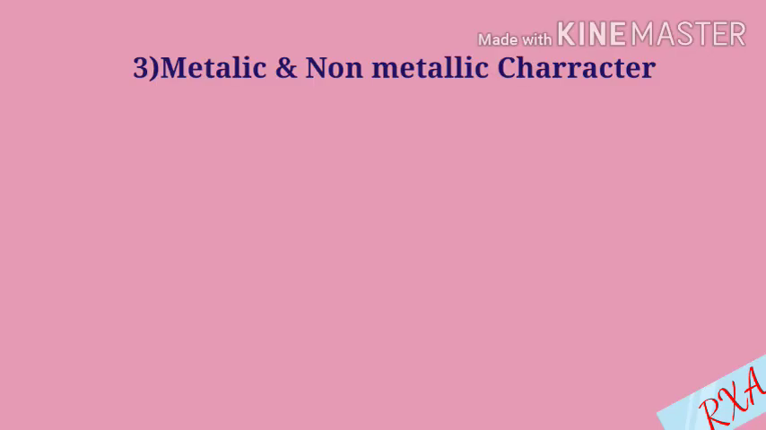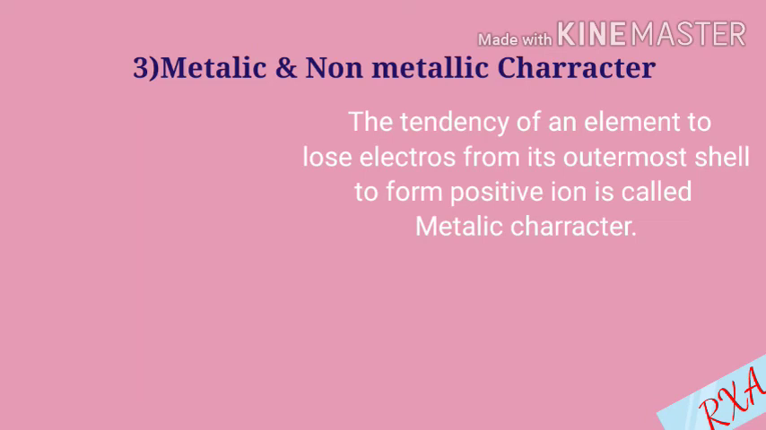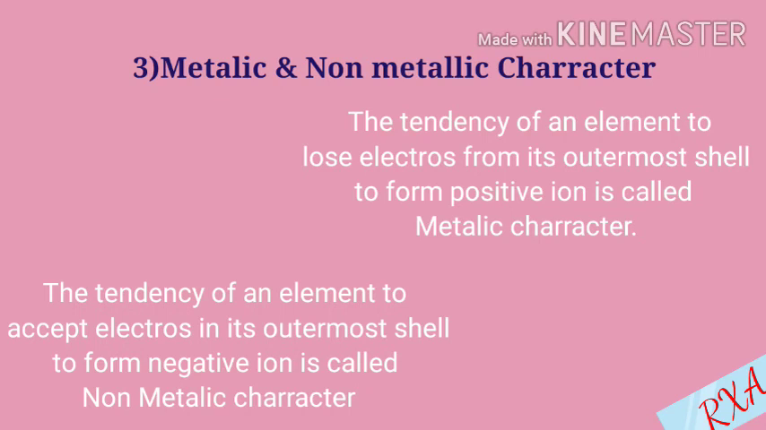Point number 3. Metallic and non-metallic character. The tendency of an element to lose electrons from its outermost shell to form a positive ion is called metallic character, and the tendency of an element to accept electrons in its outermost shell to form a negative ion is called non-metallic character.